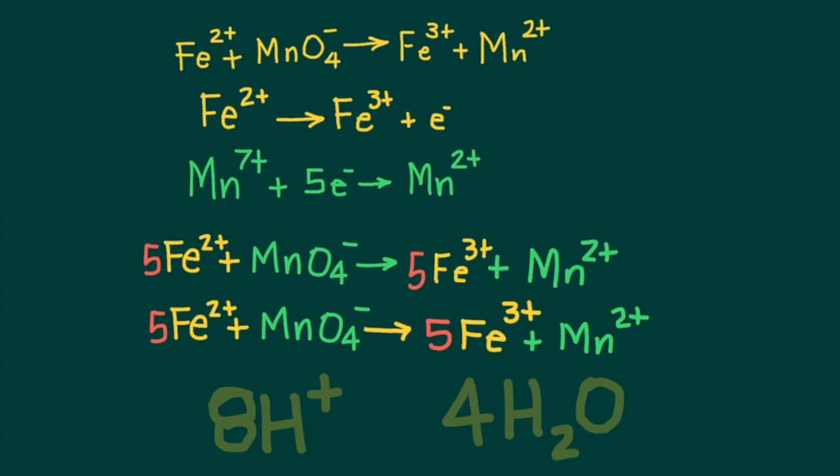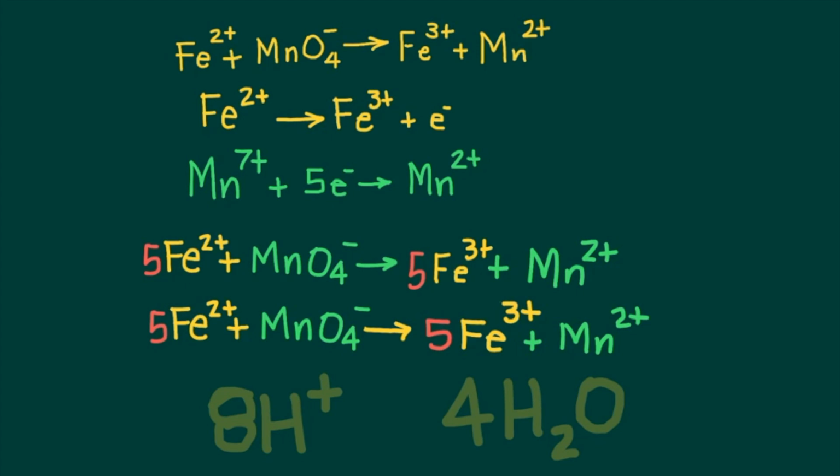Now if we combine these two half equations, notice that I added a 5 to the Fe2 positive because each Fe2 positive loses 1 electron and manganese needs 5 electrons. So we'll need 5 of these to satisfy 1 of these. So putting a 5 in front of Fe2 positive, we rewrite the equation and we put a 5 in front of Fe3 positive.